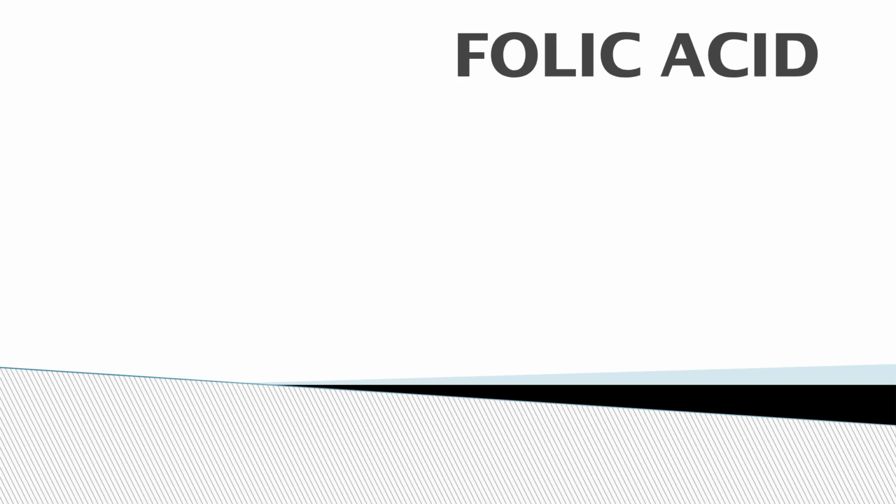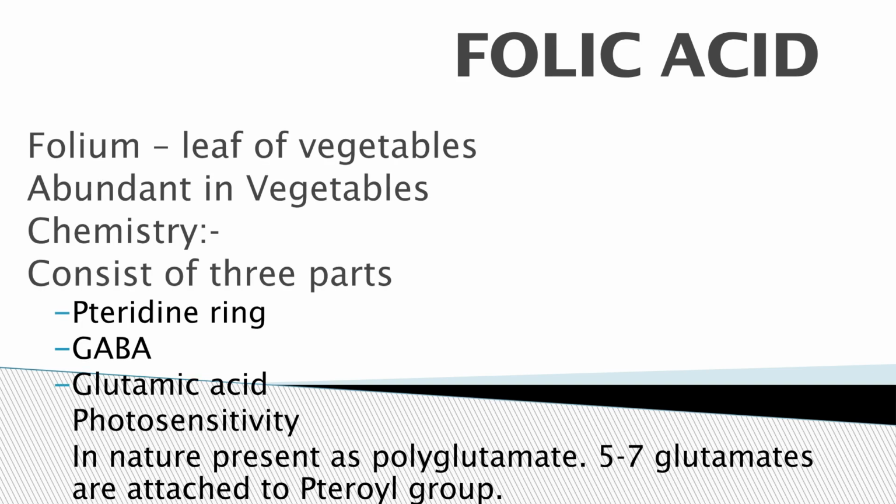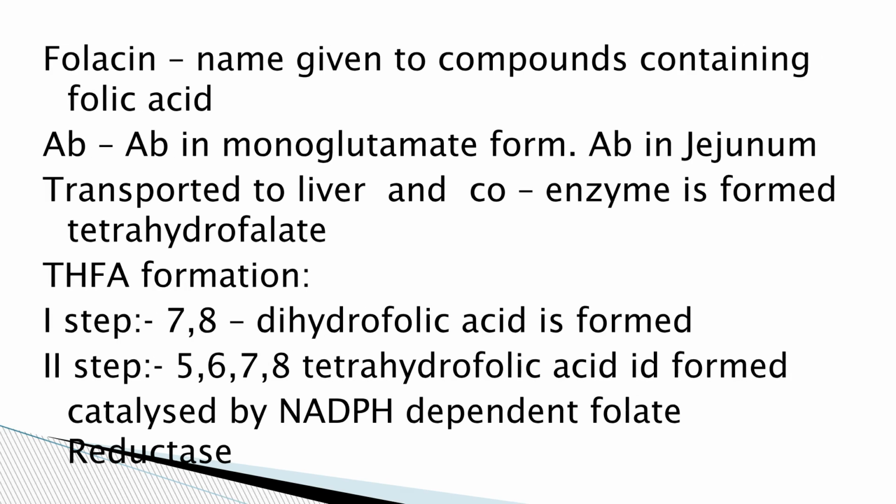Folic acid derives its name from folium, meaning the leaf of vegetables, where it is abundant. Chemically, it consists of a pteridine ring, GABA, and glutamic acid. It is photosensitive and naturally exists as polyglutamate, with 5 to 7 glutamates attached to the pteroyl group. Folacin is the name for compounds containing folic acid.